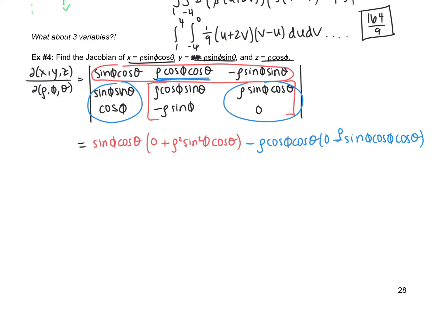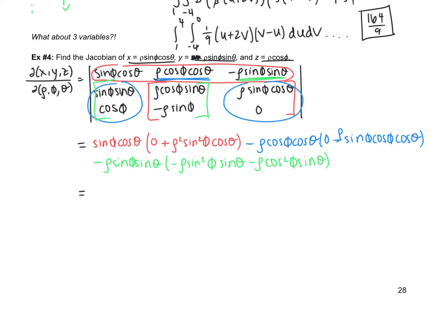And then lastly, this last element, I have negative rho sine of phi sine of theta multiplied by the determinant of this matrix, which is negative rho sine squared phi sine of theta, subtract rho cosine squared phi sine of theta. Whew. That was a lot, so hopefully I didn't make any mistakes.